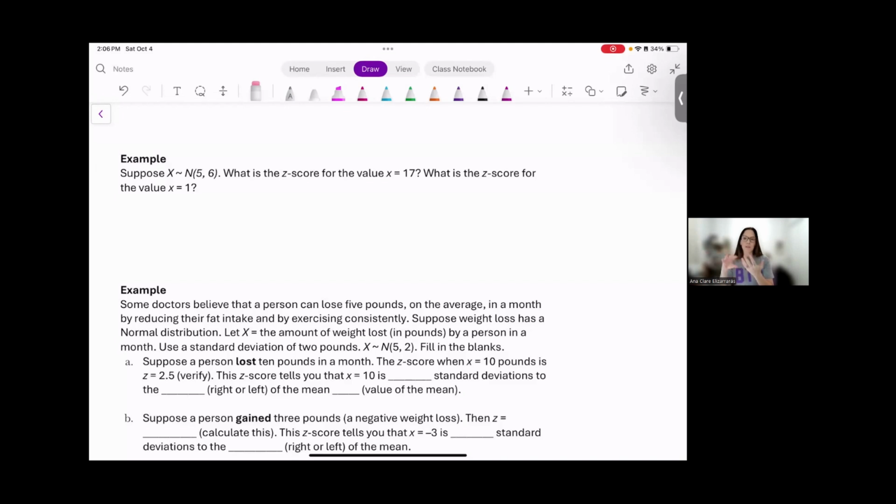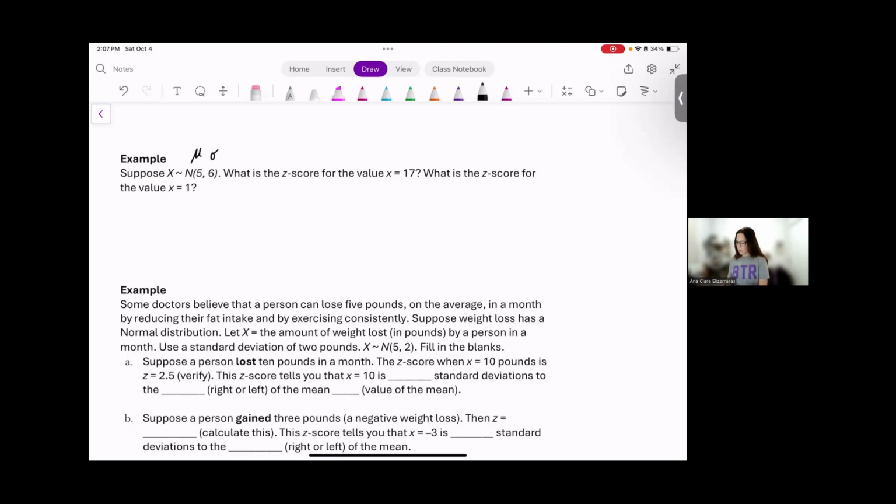I will show you the different screenshots of what that would look like in Statlet and how to enter the information. But essentially what we're going to do is practice how to perform these calculations when asked, okay? So first, we're told, suppose X ~ N(5, 6). What does that mean? That is saying we're talking about X, which is normally distributed with a mean of 5 and a standard deviation of 6. So we need to be able to interpret what that means to begin with.